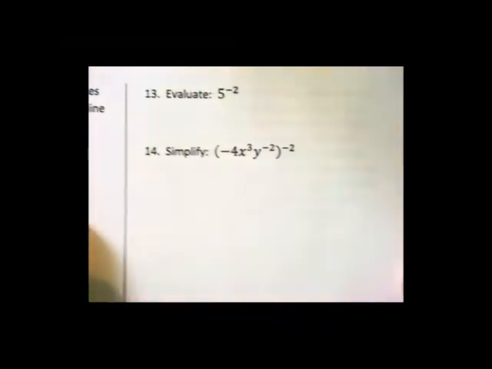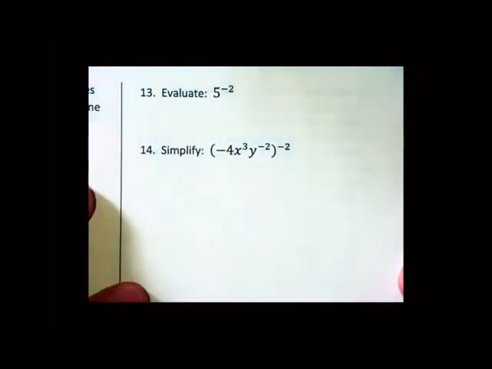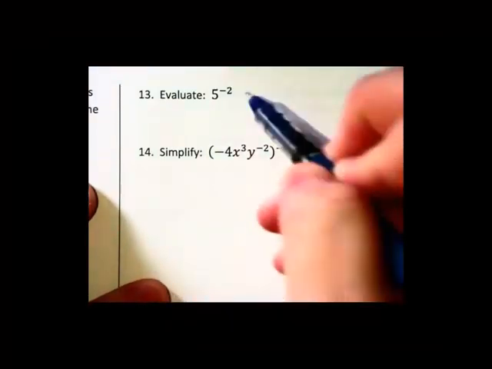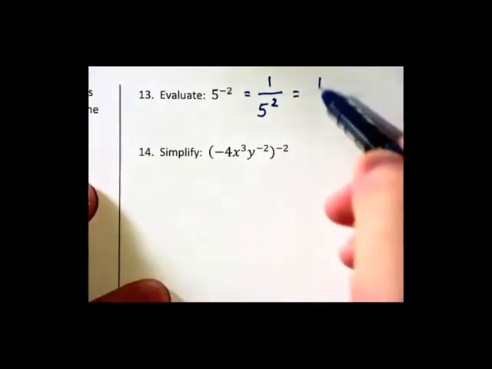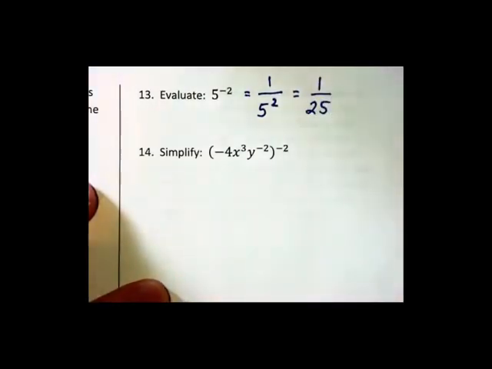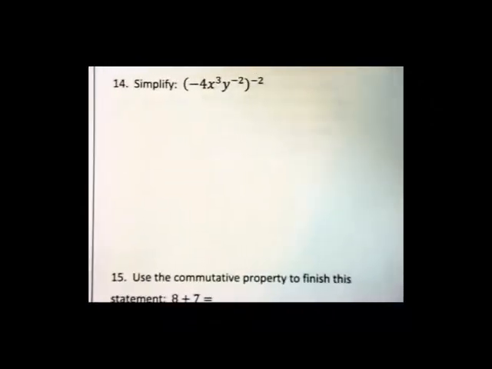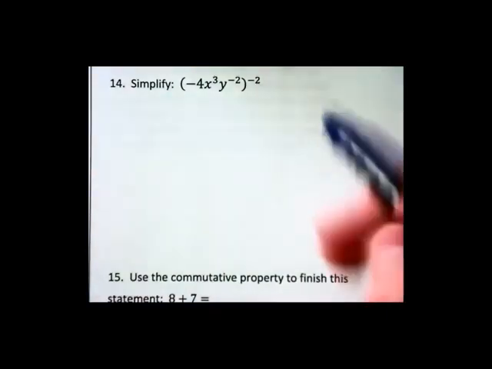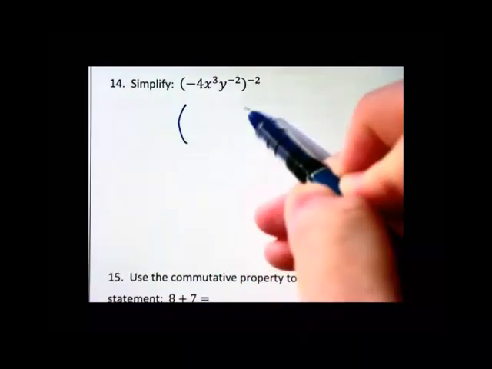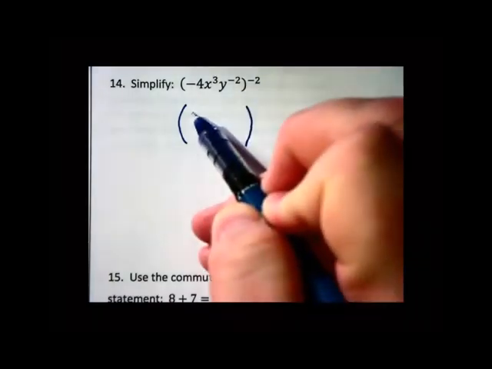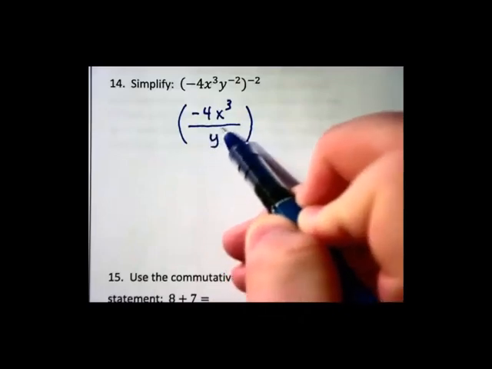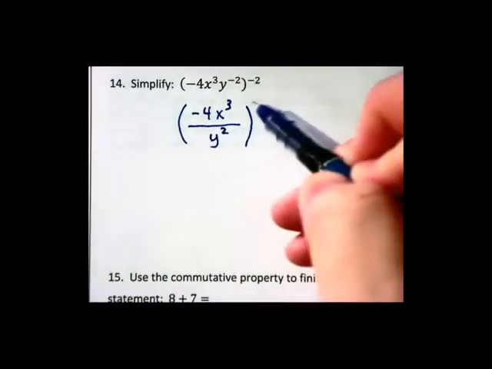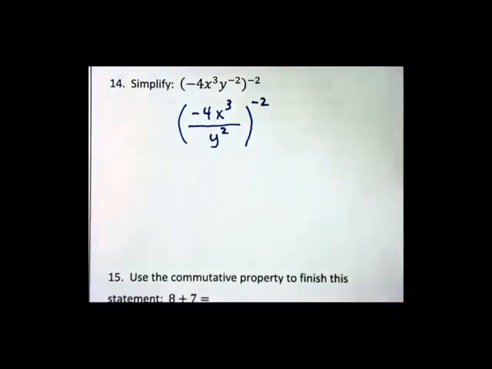Problem number 13, 5 to the negative second. That is going to become 1 over 5 to the positive second, which becomes 1 over 25. In this second problem, or number 14 I should say, I'm going to work inside the parentheses first. There's not much to do except for that negative exponent. I'm going to rewrite this as negative 4x to the third over y to the positive second, and then I've got that negative 2 exponent outside.